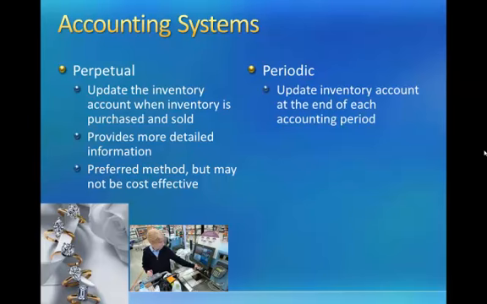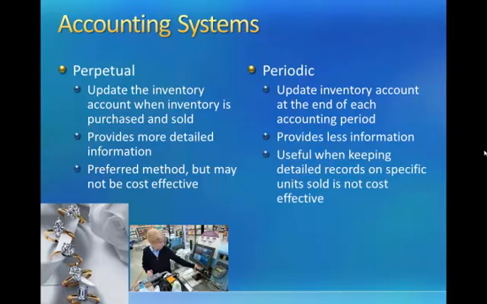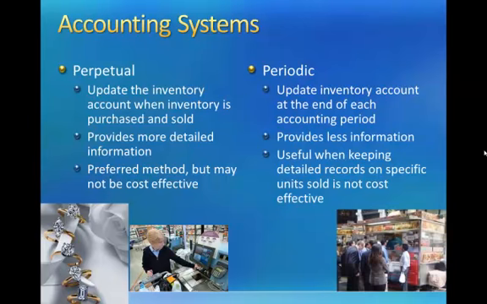The alternative to the perpetual system is the periodic system. The periodic system only updates the inventory account at the end of each accounting period. Accordingly, it provides less information than a perpetual system. However, it's useful when keeping detailed records on specific items sold is not cost effective. An example of a business that would use a periodic system might be a street vendor. A street vendor has many different low-cost items, but does not have a computerized accounting system to keep detailed records as to which specific item is sold.